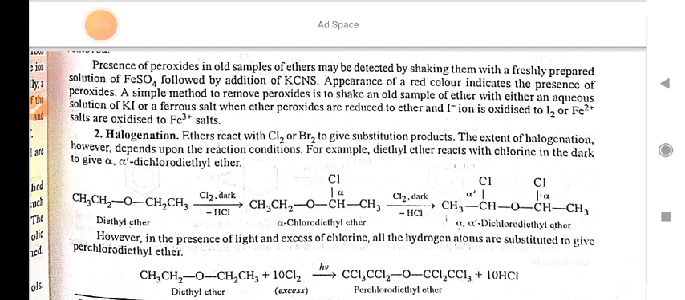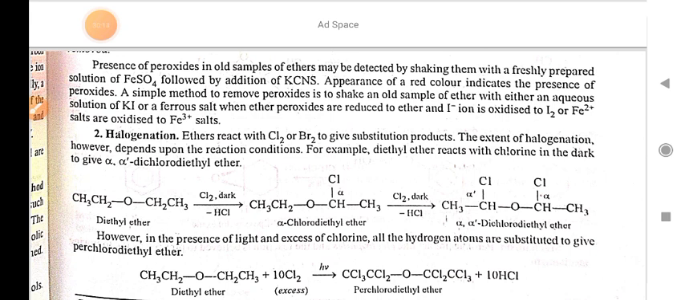A simple method used to remove the peroxides is to shake all samples of ether with either an aqueous solution of KI or a ferrous salt. The ether peroxides are reduced to ethers, and the I⁻ ion is oxidized to I2, or the Fe2+ salt is oxidized to an Fe3+ salt.